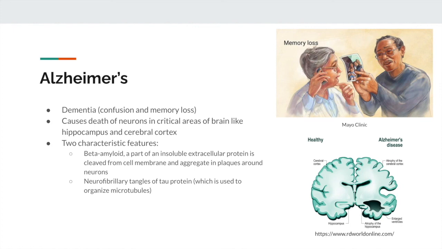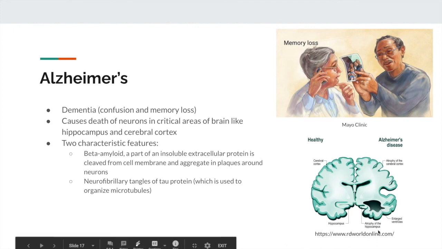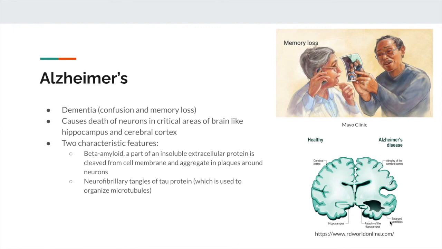Another characteristic of Alzheimer's is the tangles of tau proteins. Tau proteins are used to create microtubules that transport materials around the cells. And so these tau proteins actually start binding to themselves. And then once they bind to themselves, they get tangled up. And they're also situated around the neurons. And so these two characteristics, for some reason, lead to death of neurons, and enlarged ventricles, and basically cell death in the brain, and this is not good.